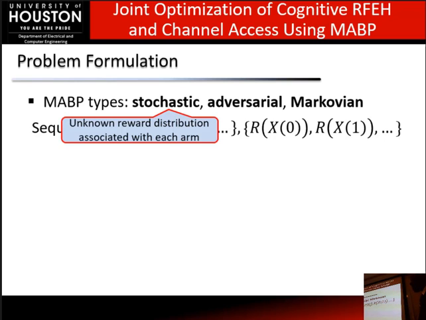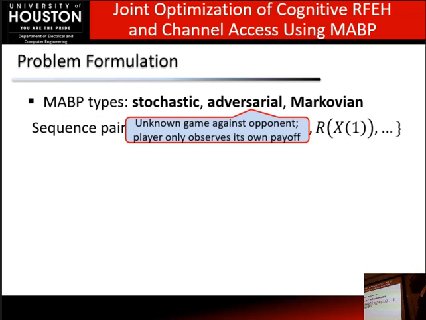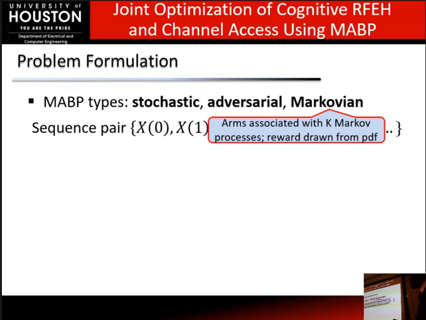The first one is stochastic, where we have an unknown reward distribution that is associated with each arm. The other one is called adversarial. We play an unknown game against one opponent, so the player only knows its own payoff. The third and last one is called Markovian, where each arm is associated with a certain k Markov processes, and the reward is drawn from a distribution.